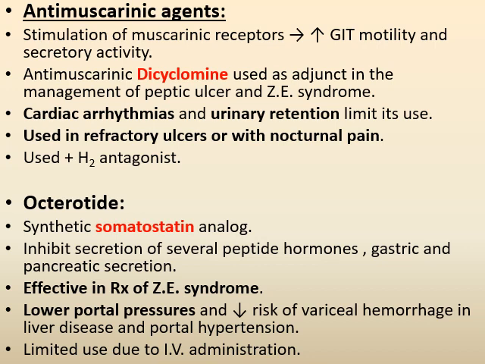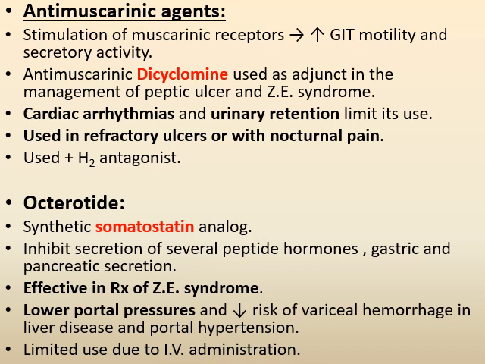You know that cholinergic activity will increase the motility of the GI tract and also increase the acid secretion. If we give the anticholinergic drug dicyclomine, this will reduce the acid secretion, so we can use it as adjunct therapy in the treatment of peptic ulcer and Zollinger-Ellison syndrome. Octreotide is a synthetic somatostatin analog which inhibits the release of different peptide hormones, gastric or pancreatic peptides. Since it inhibits the release of gastrin, it is effective in the treatment of Zollinger-Ellison syndrome.